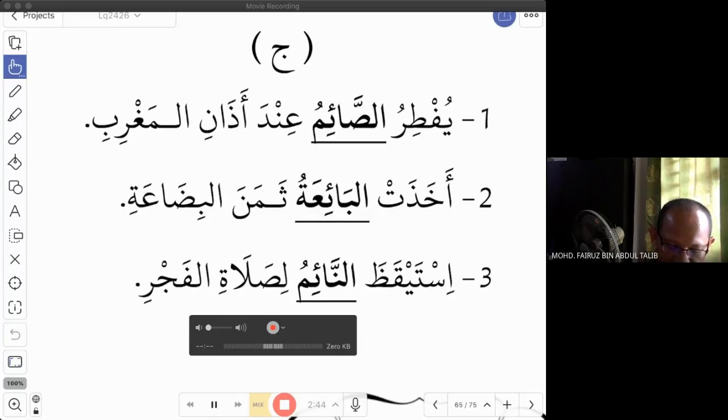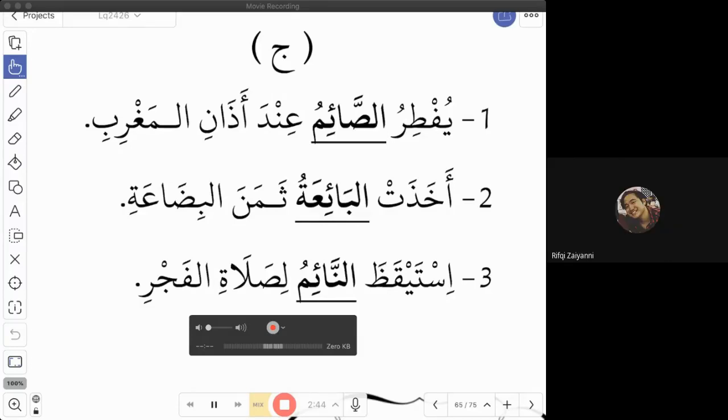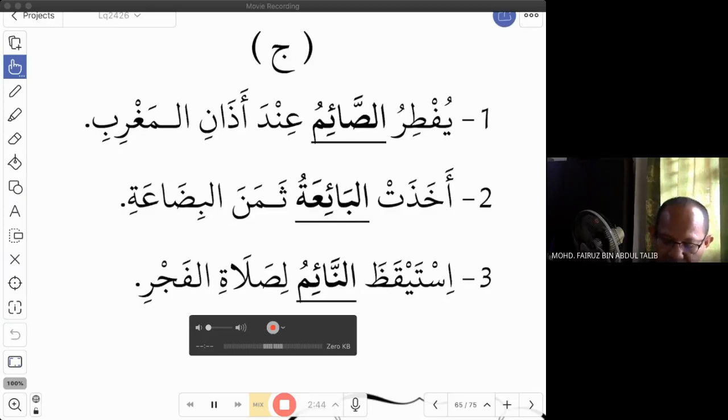And we look at the fi'il madhi. Sama, yes, okay. So the fi'il for sa'im is sama, and the mudari is yasumu. So when we look at this fi'il madhi, sama, what do we see? We have this alif, harful illa, in the middle of the fi'il. So what happens if you have this kind of fi'il?